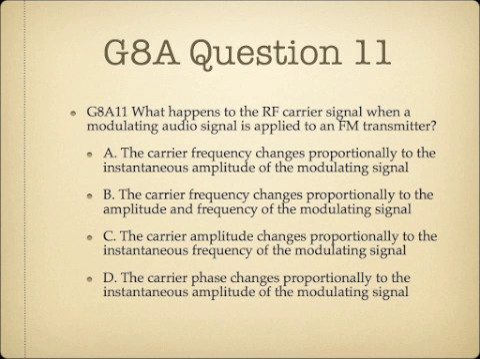Question 11. What happens to the RF carrier signal when a modulated audio signal is applied to an FM transmitter? A, the carrier frequency changes proportionally to the instantaneous amplitude of the modulating signal. B, the carrier frequency changes proportionally to the amplitude and frequency of the modulating signal. C, the carrier amplitude changes proportionally to the instantaneous frequency of the modulating signal. Or D, the carrier phase changes proportionally to the instantaneous amplitude of the modulating signal.